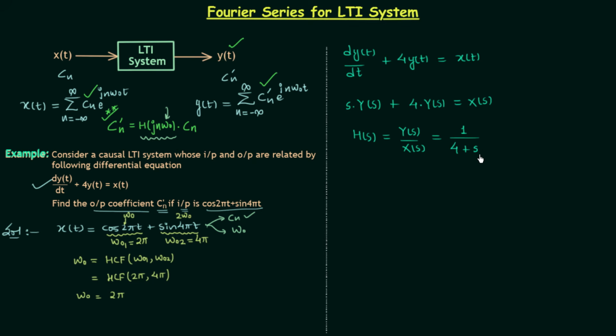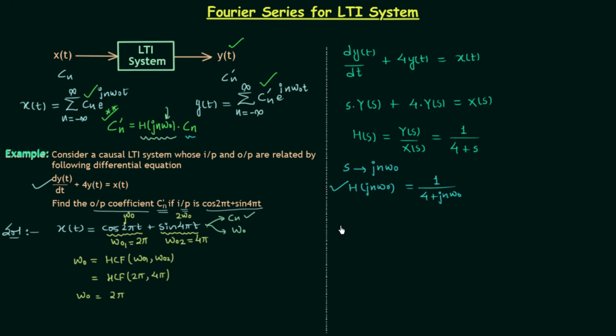So 1 over 4 plus s is the transfer function of the causal LTI system having this differential equation, and now we will replace s by jnω0 to get the frequency response of the LTI system. When you replace s by jnω0, you will have 1 over 4 plus jnω0. So we have the frequency response, and now we will obtain the coefficient Cn by using the given input signal.